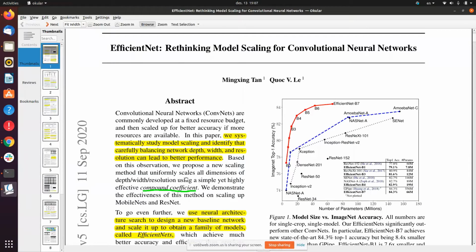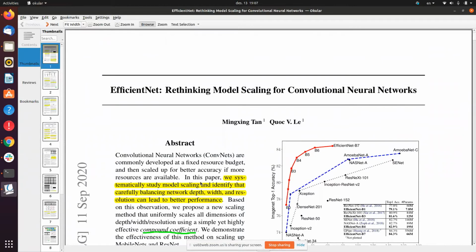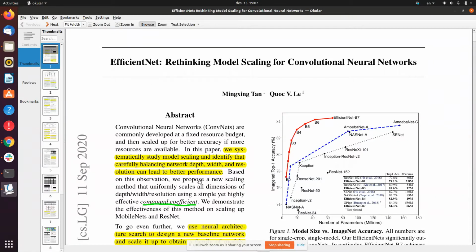Looking into the paper, this is the first version of the paper, released maybe in 2019. This whole paper's intuition is only one thing, that is how to find the compound scaling method. The only approach that they built in this paper is how we can come up with a compound scaling method. So we will see what the compound scaling method is and what advantage it gives.